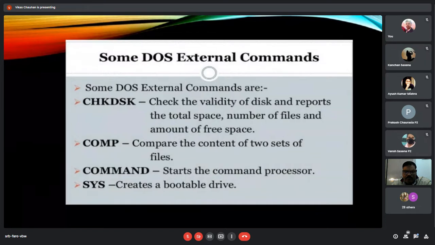CHKDSK checks the validity of the disk and reports the total space, number of files, and the amount of free space. COMP compares the content of two sets of files. COMMAND starts the command processor. SYS creates a bootable drive.